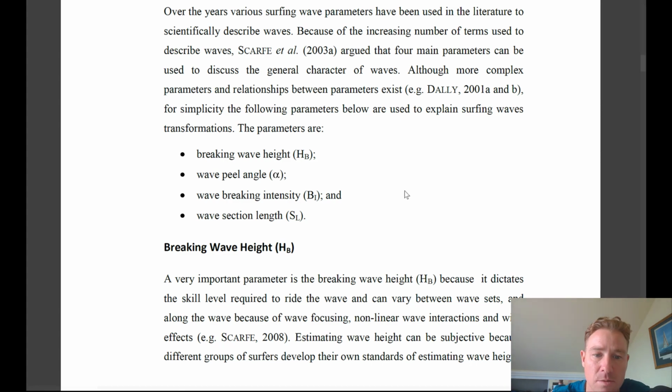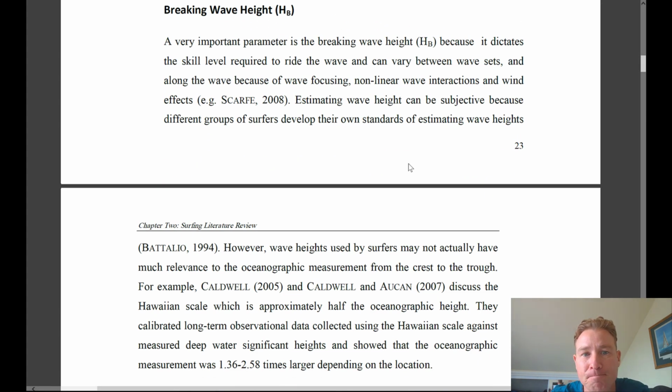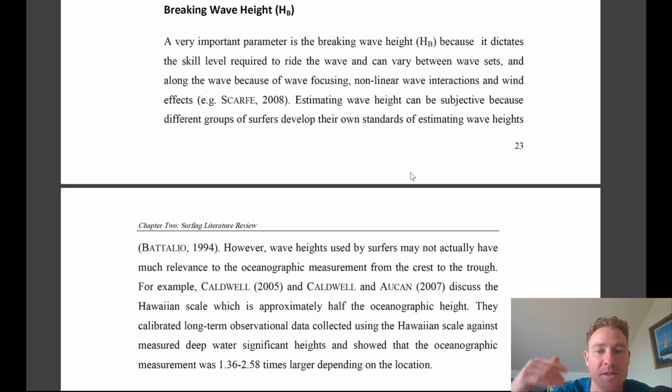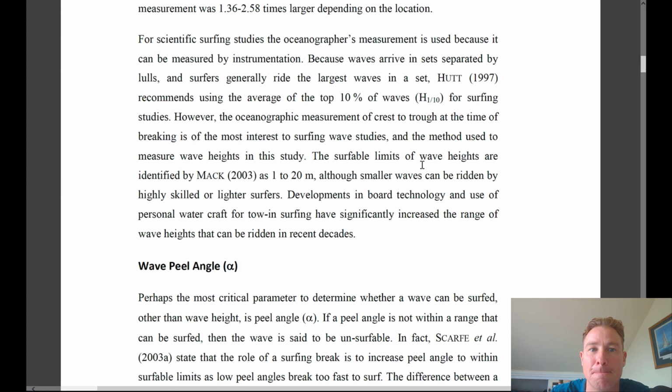So just to review, breaking wave height, we're really talking about the scientific height. This isn't the cultural height differences. This is from the trough of a wave to the crest, an oceanographic measurement from the crest to the trough. Say that 10 times fast. So it's not like California or Hawaiian or East Coast or West Coast scale. This is more a scientific scale from trough to crest. And so that's how they determine that.